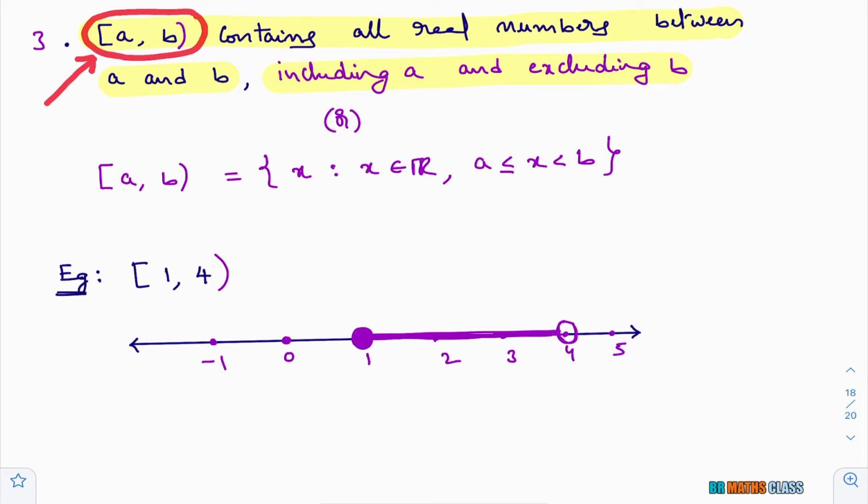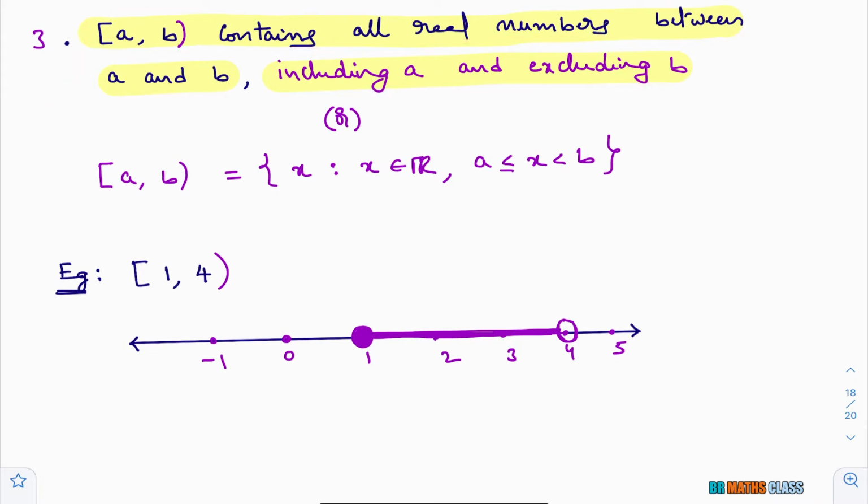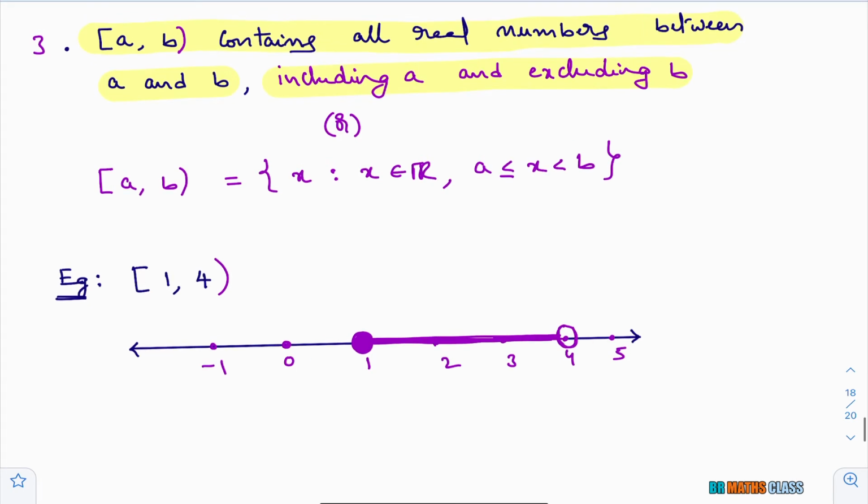What does it mean? It contains all real numbers between A and B, including A and excluding B. Please observe here, including A. Why are we including A? Because on the A side, a closed bracket is there. When a closed bracket is there, then A is included. Excluding B, when an open bracket is there, B is not included. By this time, you can easily understand.